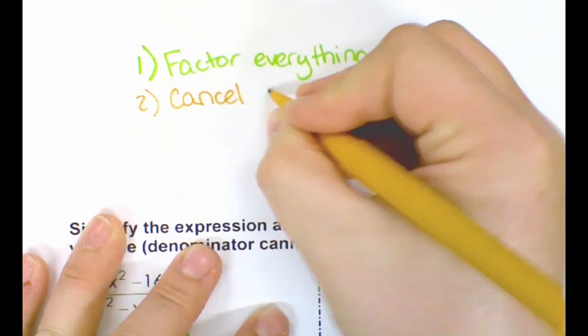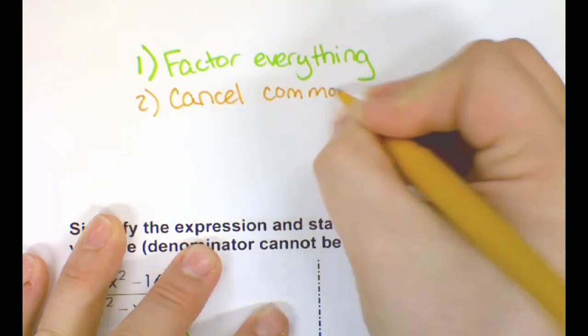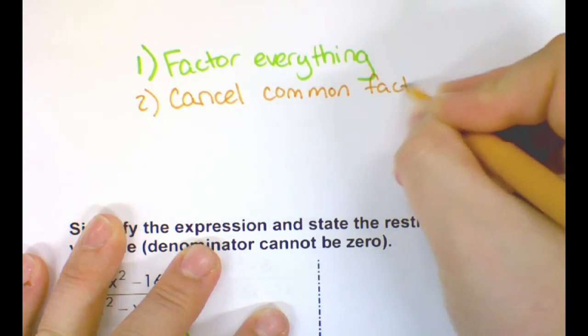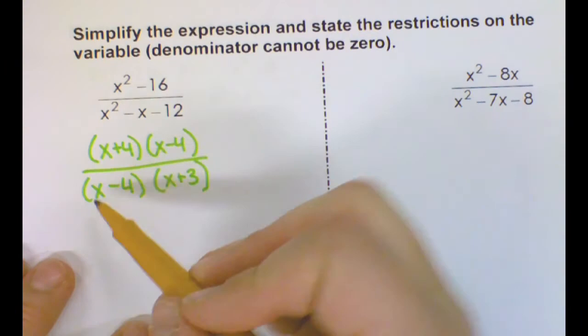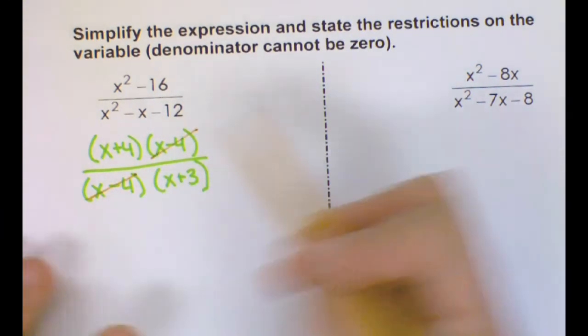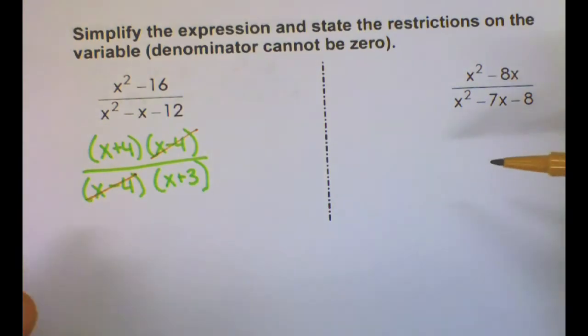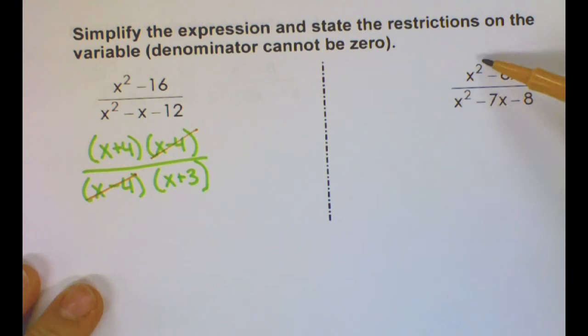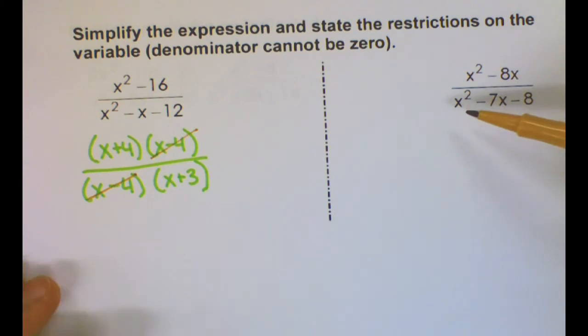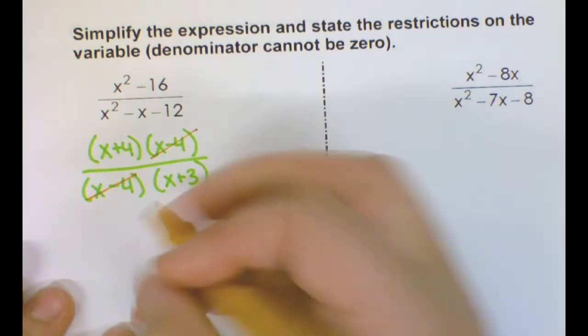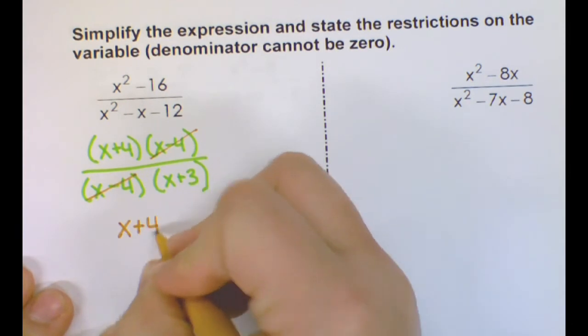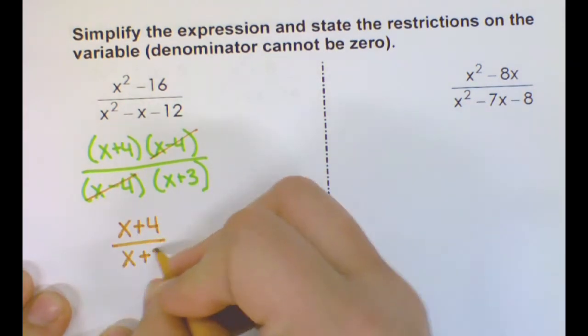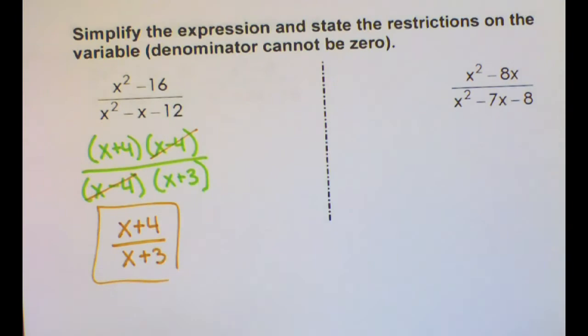Cancel common factors. Remember, 1 in the numerator and the denominator. So I have an x minus 4 in both. Remember, you can only do this once it's factored out. You cannot just start crossing stuff out that it has in common. So like over here, I can't just cross out my x squareds. Nope, only once it's factored. So that leaves me an x plus 4 over x plus 3. Can't simplify anything else about it.